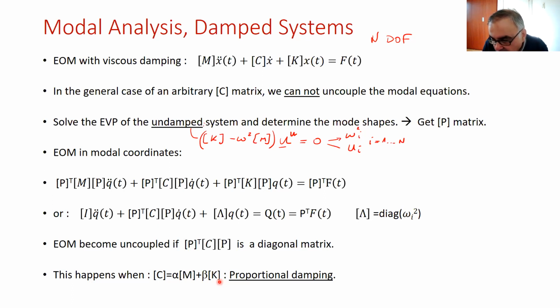Now, proportional damping is something we use not because it is physically common, but rather because it is mathematically very convenient. If you have proportional damping, you can uncouple the equations and then solve for them. Therefore, even if it doesn't reflect reality, we use it because of its mathematical convenience.